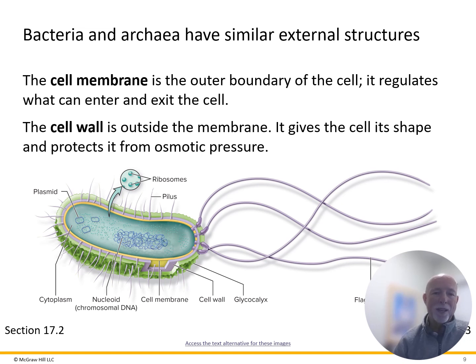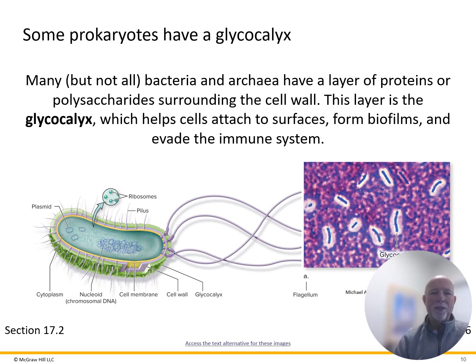All cells have a cell membrane. It's the boundary of the cell. It regulates a very important function, what comes into and out of a cell. But the cell wall is outside of the cell, sometimes used for shape, sometimes used for protection, but it's very distinctive. Bacteria have cell walls, fungi have cell walls, plant cells have cell walls, but animal cells like us do not.